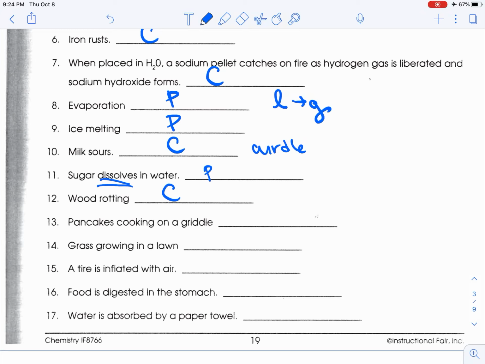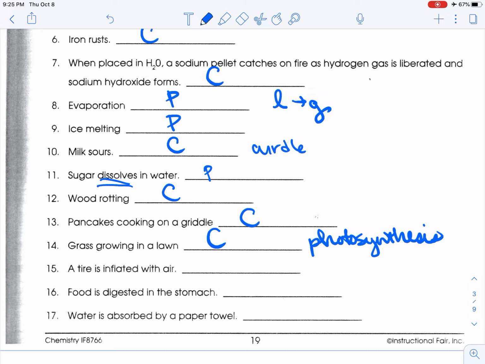Pancakes cooking on a griddle. No, this is not a phase change. This is actually, you're changing the substance. Water is given off. So like that liquidy pancake batter is now giving off the water and it's forming bonds. And there's no way to get it back. With ice melting, you can have a reverse process, but you can't have a reverse process with a chemical change. Grass is growing. This is photosynthesis, which is a true chemical formula. So that's chemical.